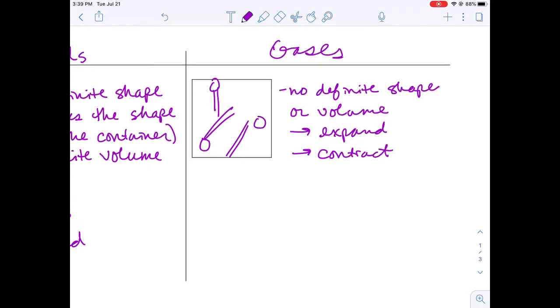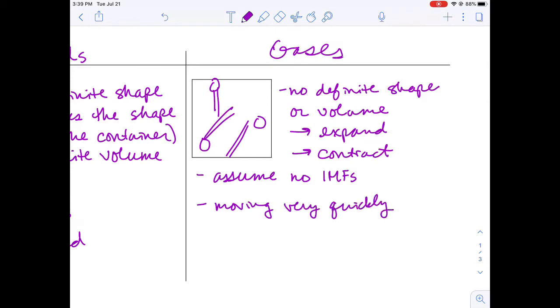Like liquids, they take the shape of the container that they are in. We assume that gas particles have no intermolecular forces, or no attractions between the particles. And as we said before, they move very, very quickly.